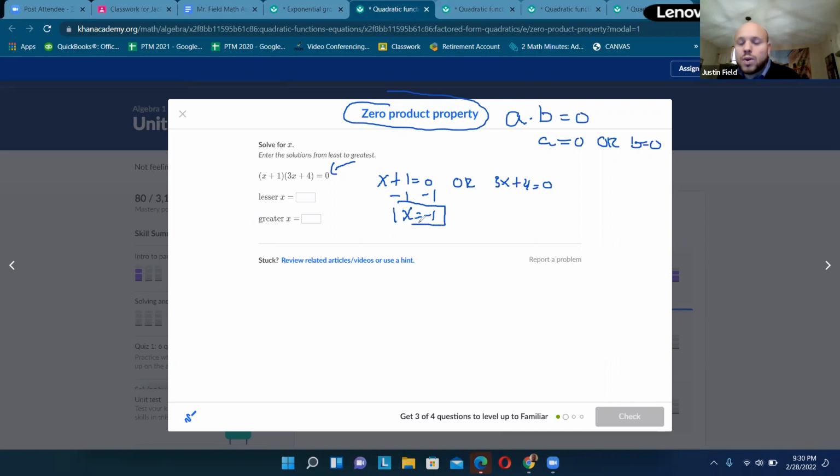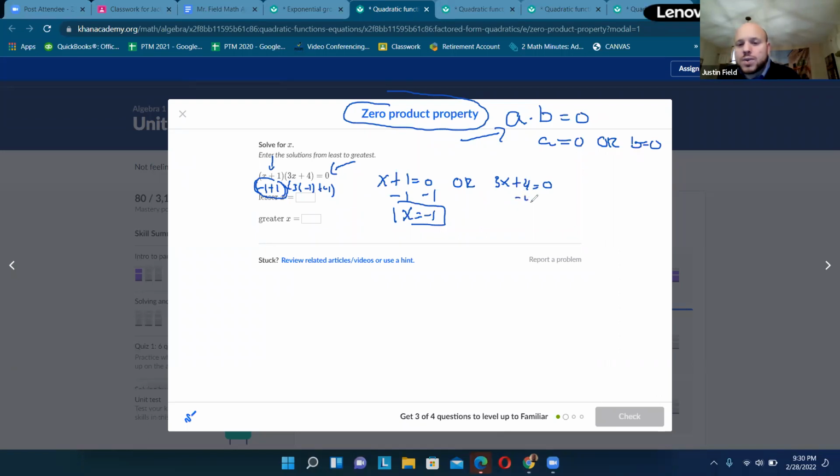-1, so that's one x value that will make this thing equal 0 because it would make this factor equal 0. If we substitute -1 in, it would look like this. Now, that wouldn't make the second one 0, but it would make the first one 0, which would make the whole thing 0 by the zero product property.